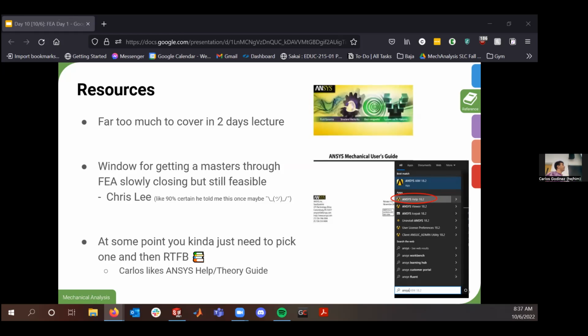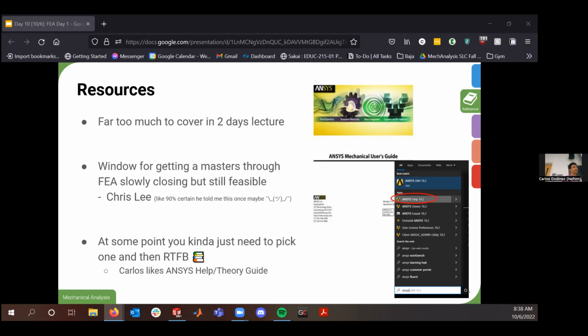As I said, there's just way too much to cover in a 2-day lecture. To get a good understanding and a sense for FEA, it just takes time and experience. Chris Lee told me, I'm pretty certain, that the window for getting a master's through FEA is slowly closing, but still feasible. There's just so much FEA out there that you can probably still add something new to it. He told me this once, during FEA, 2 years ago. But at some point you just need to pick a book and then read it.